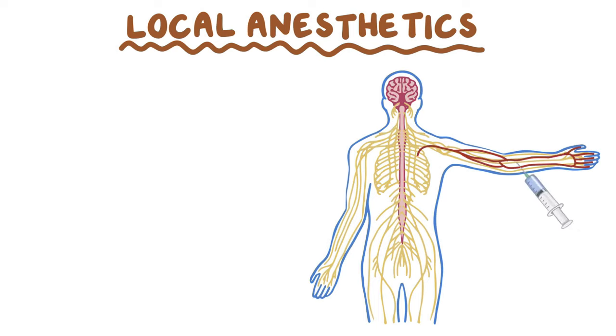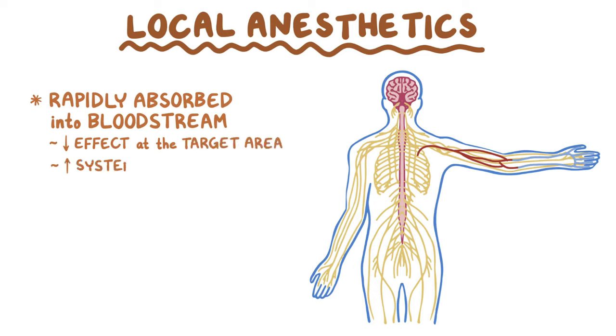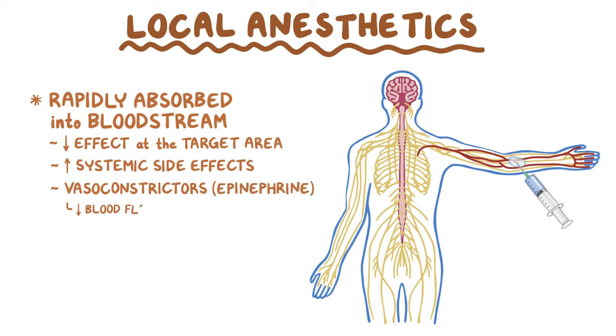Once administered, local anesthetics are rapidly absorbed into the bloodstream. This decreases the effect at the target area and increases the systemic side effects. To correct this, vasoconstrictors like epinephrine are given to diminish blood flow to the site.